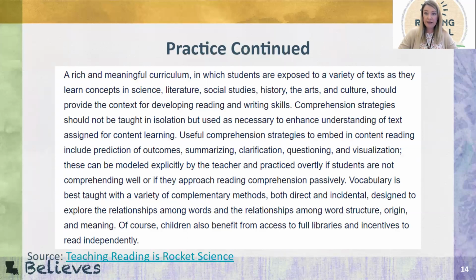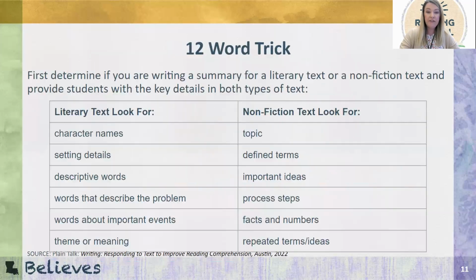So after I have read the text fully through the whole time, I'm going to go back and model my thinking now for why I'm choosing the words that I'm choosing. And it's important, I think, for the students to have the chart, but if not, at least go back to the chart and say, okay, just remember, we're looking for the topic, defined terms, important ideas, processes or steps, facts and numbers, or repeated terms and ideas.